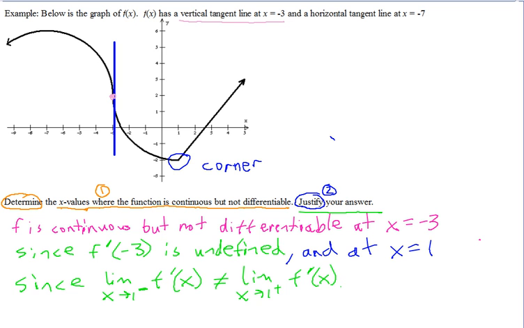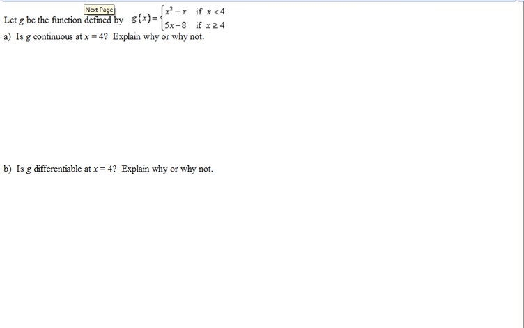Okay, let's take a look at the next one. On this one, we've got a piecewise function, and these are often ones that are asked about continuity or differentiability. So here's our piecewise function. Is g continuous at x equals 4? Well, at x equals 4, we can see we've got two pieces here. Here's the first piece, if x is less than 4. Here's the second piece, if x is greater than or equal to 4. So what we need to do to see if it meets up or not is see if the limits from the left and the right are equal or not.